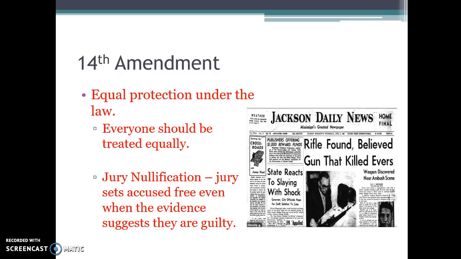We have something called jury nullification. This is when a jury sets the accused free even though the evidence suggests they're guilty. This was a huge problem during the Civil Rights era here in the South, where African Americans would be lynched and murdered, and they would find the person responsible, but when the case was sent to the jury, it would be all white, and they would let the white person go who had committed the crime. So jury nullification, unfortunately, kind of shoots down the 14th Amendment.